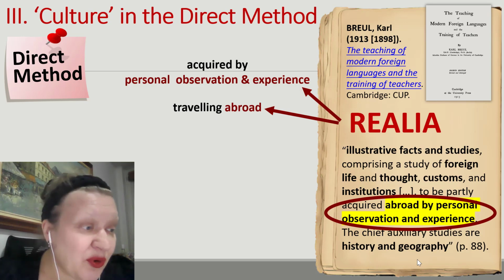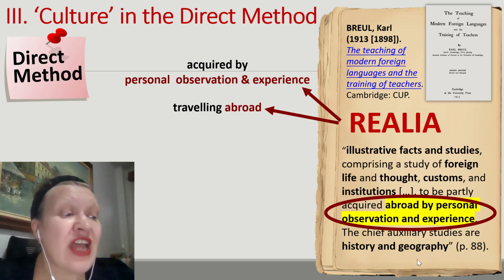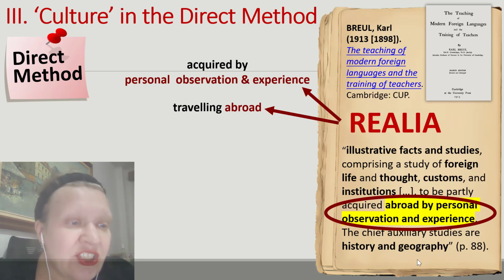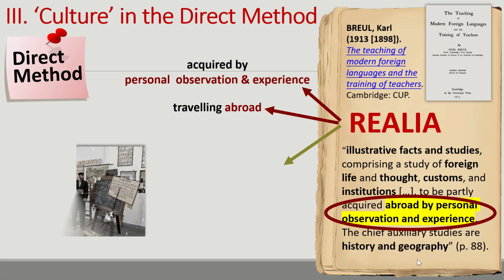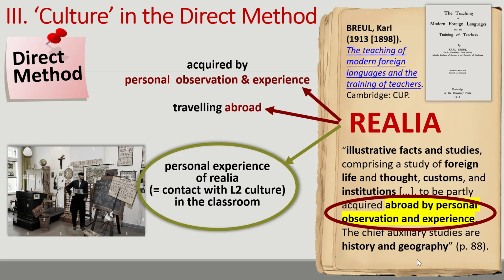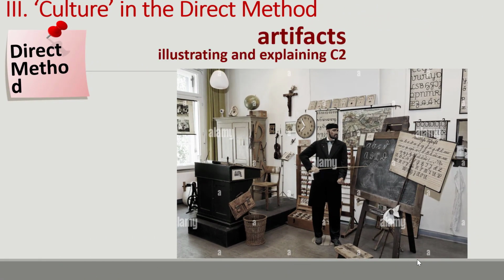However, according to Breul, before learners have a chance to travel abroad, the teacher can and should create for them a personal experience of realia, the experience of contact with the target culture directly in second language classrooms. The teacher can bring pieces of foreign culture into the class. How is it possible? That is possible by using artifacts illustrating and explaining culture. These artifacts are also called realia.